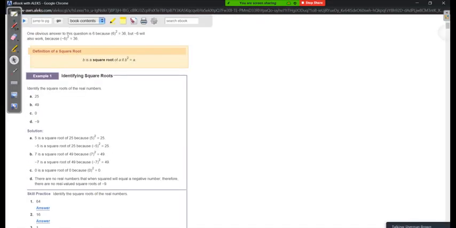Alright, so let's just do something easy and identify square roots, right? So, identifying the square roots, we've got for 25, what is the square root of 25?